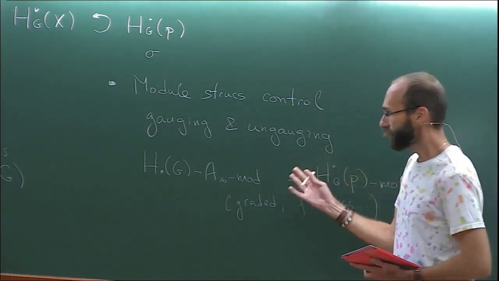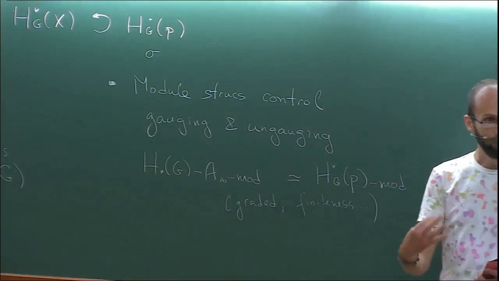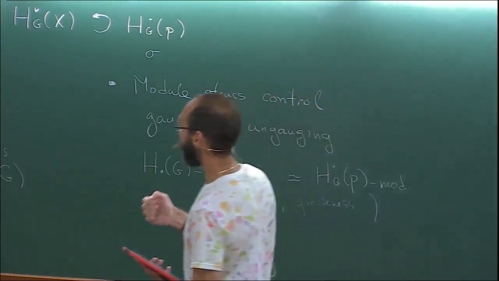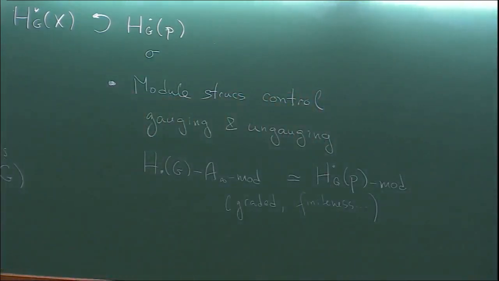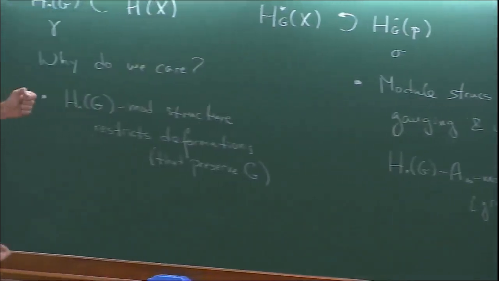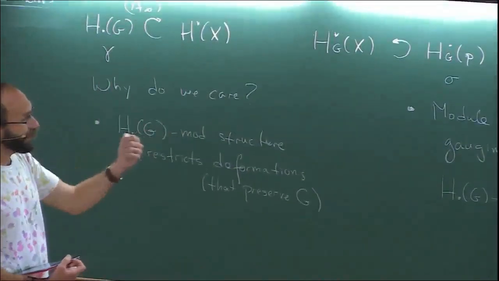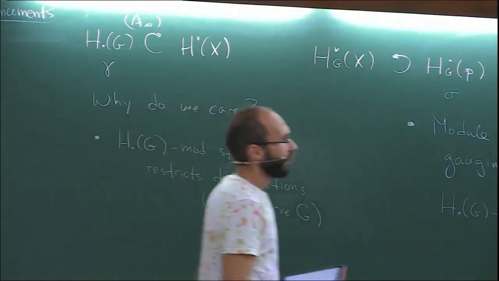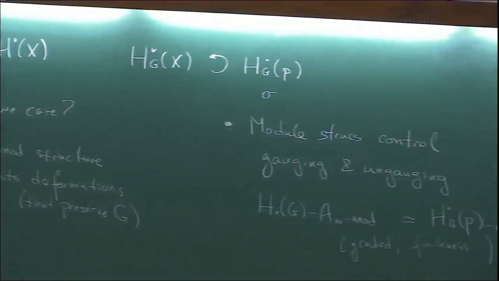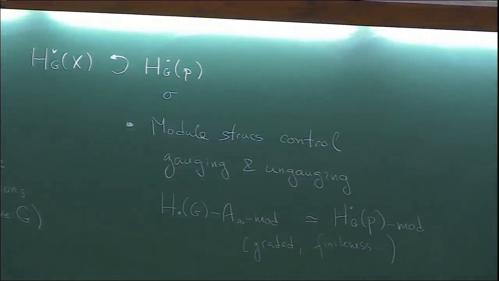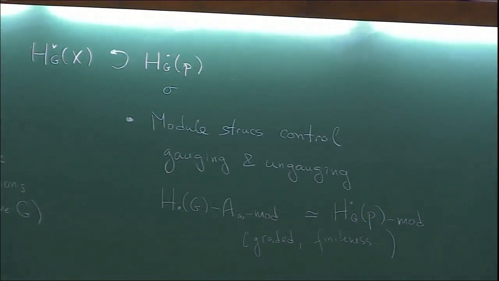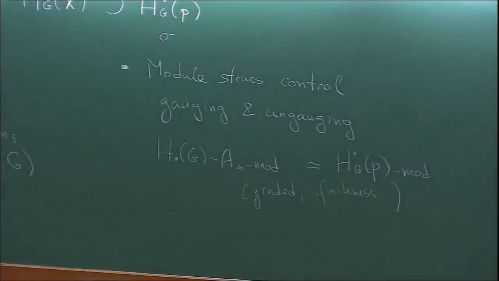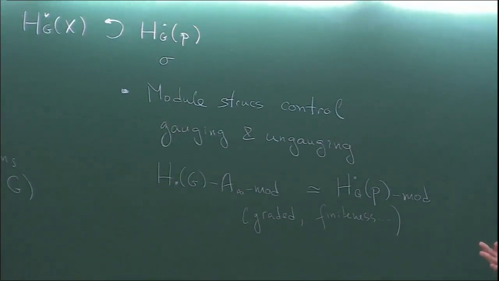There are functors going back and forth, which physically means there should be a way to gauge and ungauge the Hilbert space as long as you know the module actions. And going one way is slightly more intuitive, so I want to describe that. So how do we gauge?